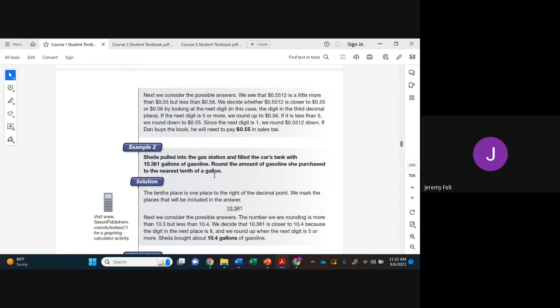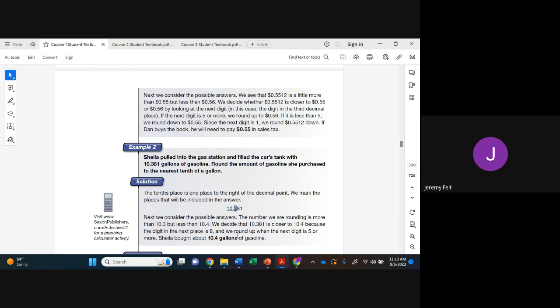Example 2, Sheila pulled into the gas station and filled the car's tank with 10.381 gallons of gas. Round that amount she purchased to the nearest tenth of a gallon. So again, we're going to look at the tenths place, which is 3, and round it to 1 decimal place. The value to the right is an 8, so that tells us we round up. So that 3 is going to round up to 4. So it becomes 10.4 gallons of gasoline.